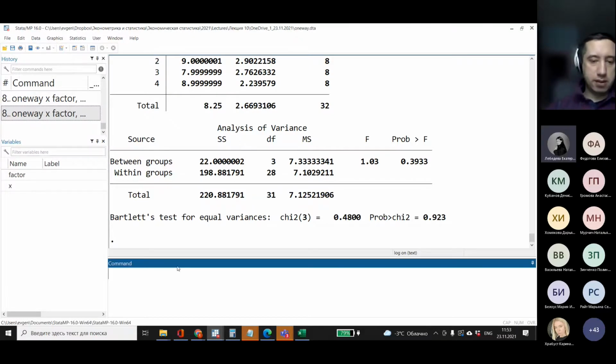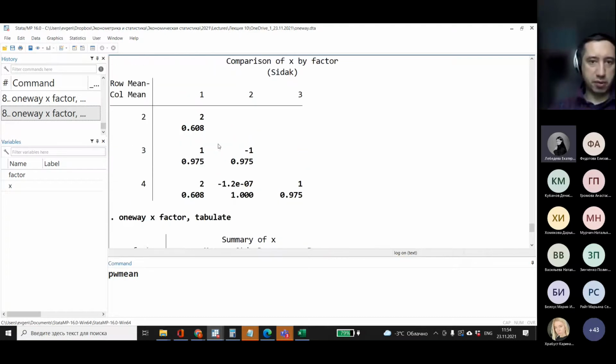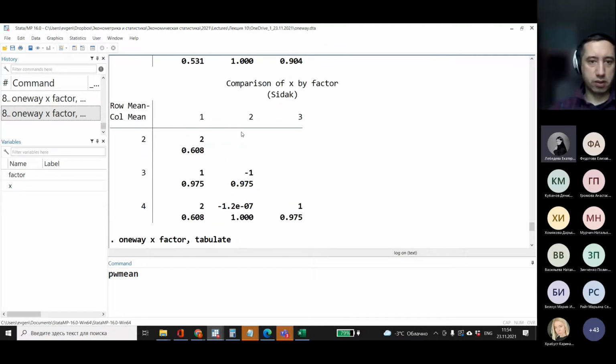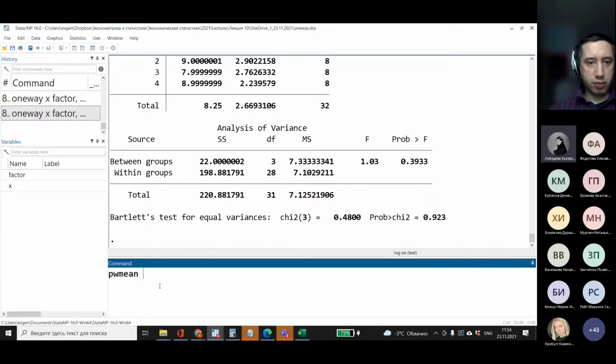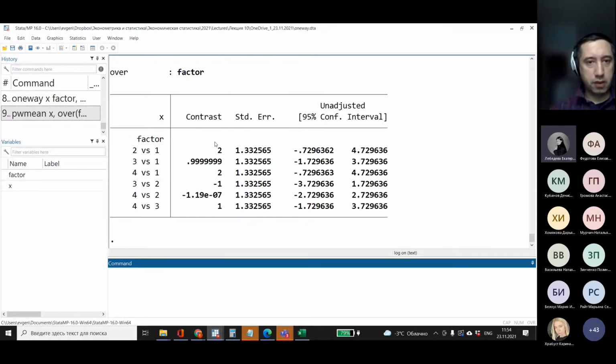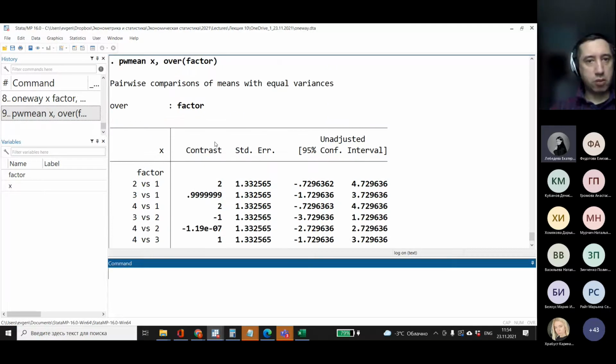And what else? Also in Stata there is an interesting command pwmean, which is used to do pairwise comparison of means, like Sidak or Bonferroni. For example, pairwise comparison of means for x variable requires the following output. pwmean x, over factor. So x is our response variable, over factor is over what variable we compare.